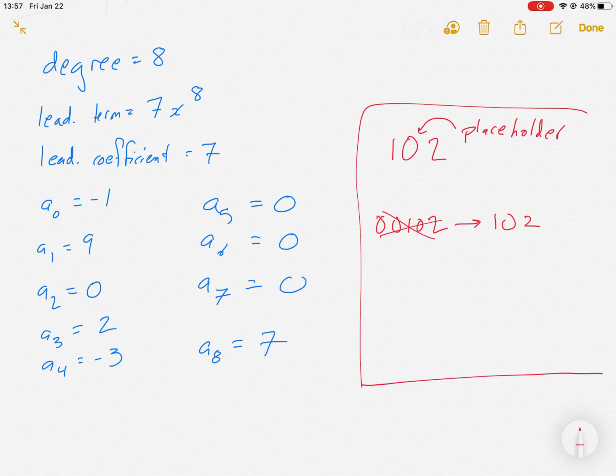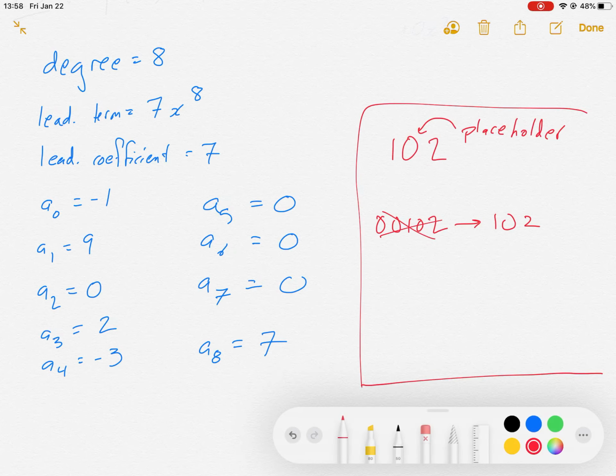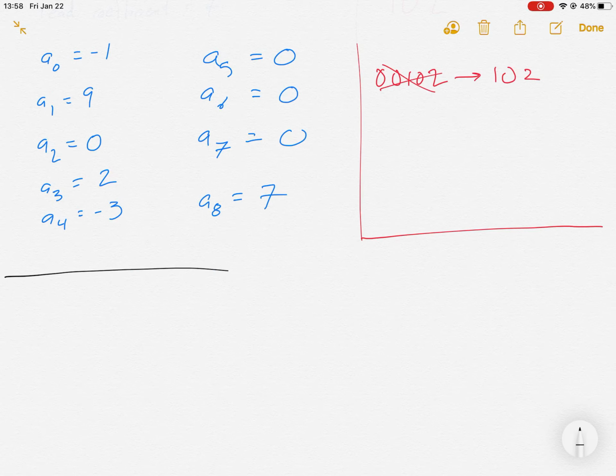So there's kind of the aside. Polynomials work a lot like numbers in this way. Okay, so let's continue our discussion here. The next thing I want to talk about is graphs. So two key points to be made about graphs.